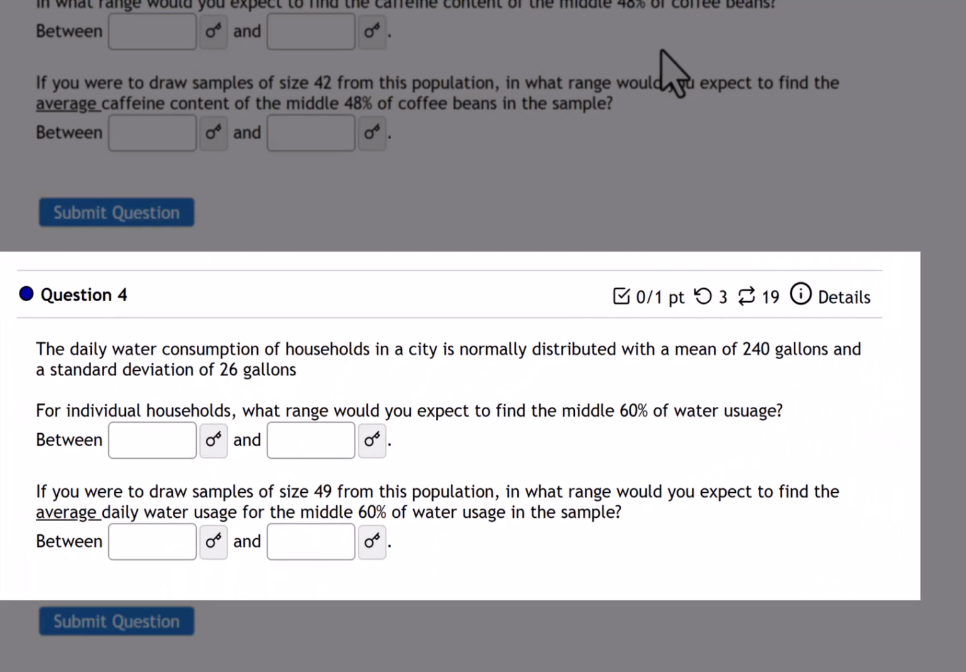Our problem says the daily water consumption of households in a city is normally distributed with a mean of 240 gallons and a standard deviation of 26 gallons. For individual households, what range would you expect to find the middle 60% of water usage?